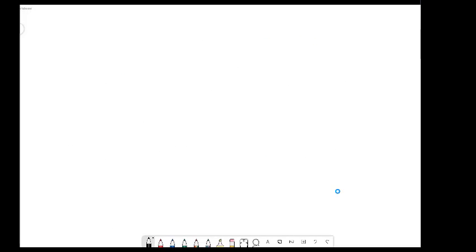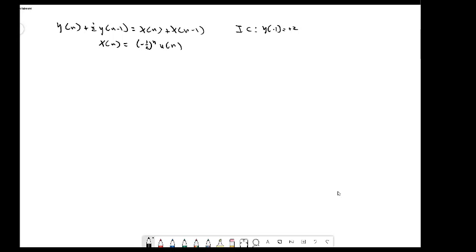So we have our same problem that we had before. We have our difference equation, y[n] + 1/2 y[n-1] = x[n] + x[n-1]. We had our initial condition, y[-1] = +2. But now our input is changing. It's going to be 1 times (-1/2)^n times u[n]. And we said the zero input response is the same because our initial condition is the same, so we don't need to attack that.